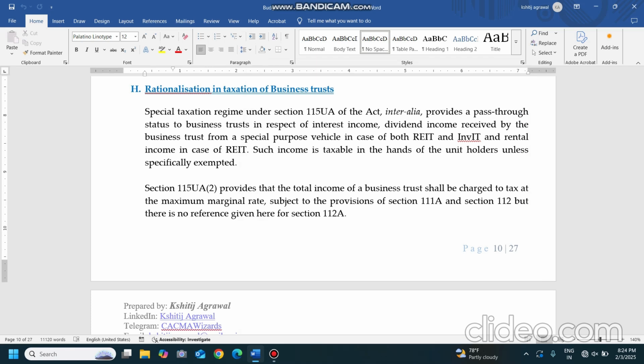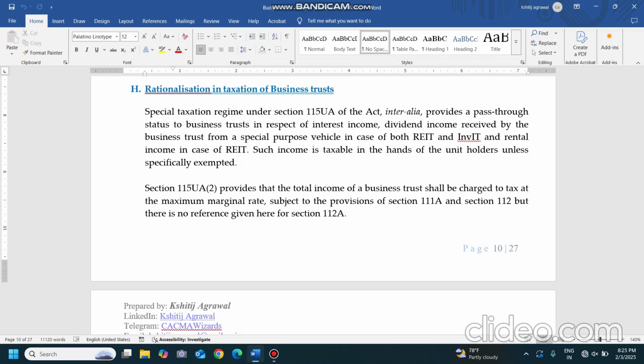Now we'll start with part 2, and the first topic in part 2 is taxation of business trusts. What is covered over here? Business trusts. There are three kinds of business trusts: real estate investment trusts and infrastructure investment trusts are there. Dividend income, interest income, and rental income are the major incomes these kinds of trusts are earning.